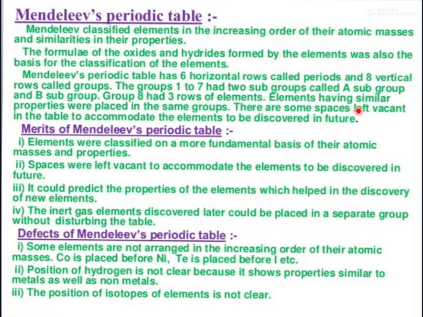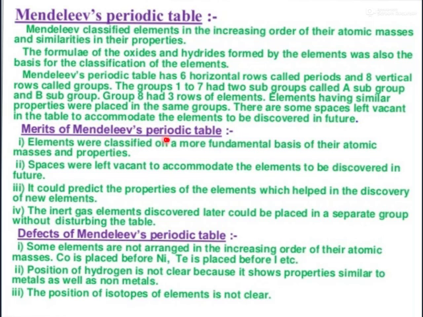There were some spaces left vacant in the table to accommodate elements to be discovered in the future. It is a very important thing that Mendeleev predicted that some new elements would be discovered in the future. So he left some places at that time for future discovered elements.